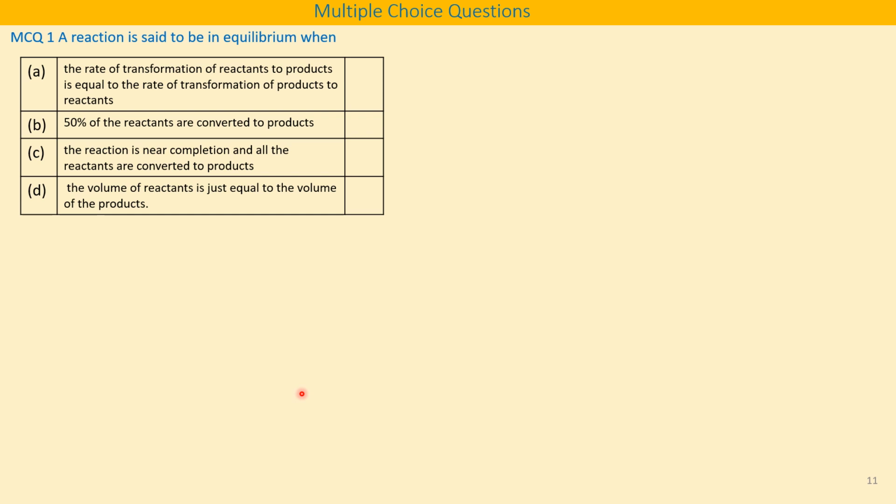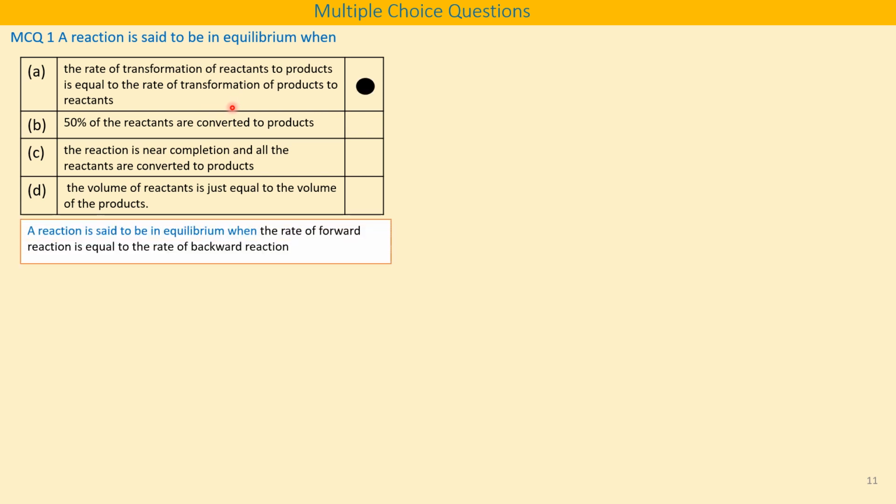So you are applying and remembering that a reaction is said to be in equilibrium when the rate of transformation of reactants to products is equal to the rate of transformation of products to reactants. This is the correct answer. So option A is the correct answer. Please mark it. Next question.